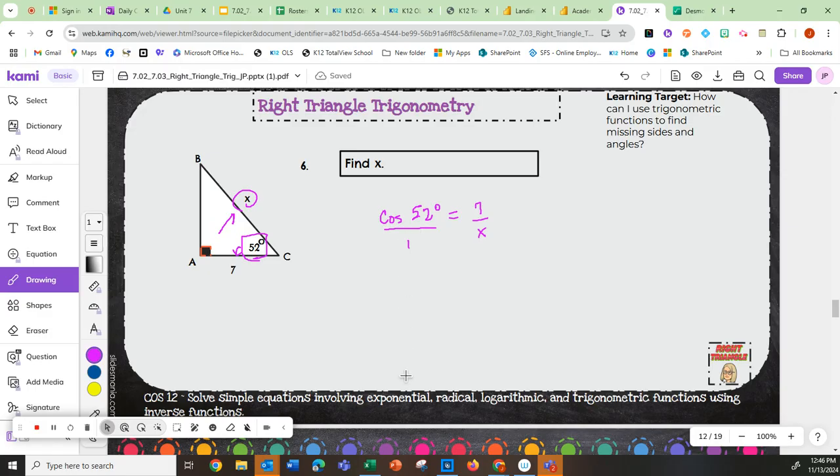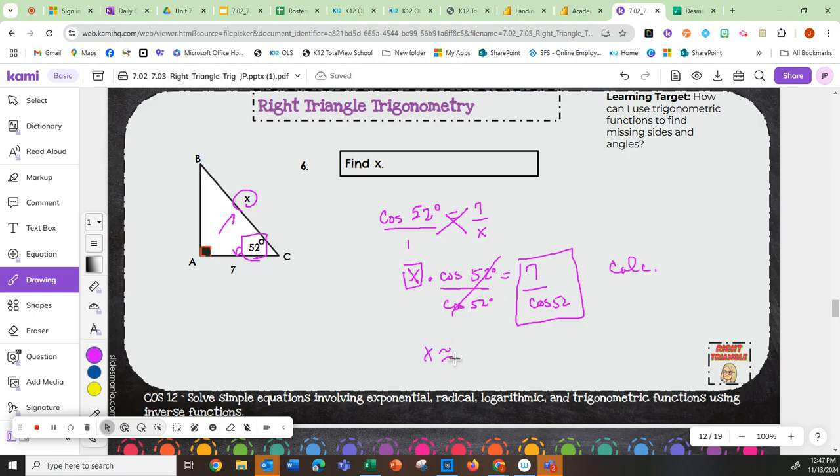I'm going to take cosine of 52, put it over 1, make myself a nice little proportion, so I can always cross multiply. So that's going to give me x times the cosine of 52 equals 7 times 1, which is 7. I'm solving for x. Since x is being multiplied by the cosine of 52, I'm going to divide both sides by the cosine of 52, and then I'm going to put this in my calculator.